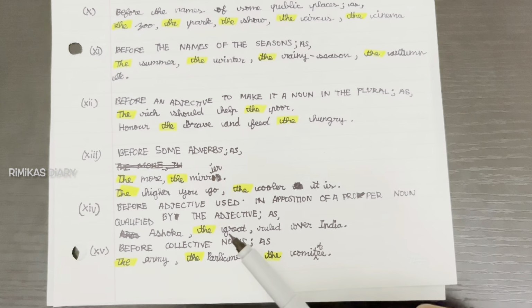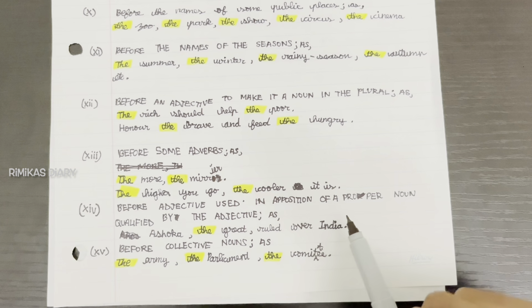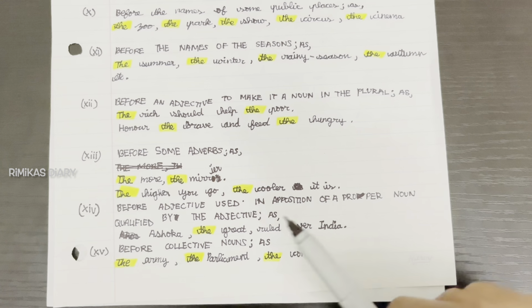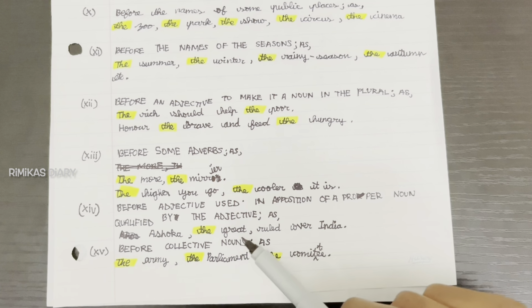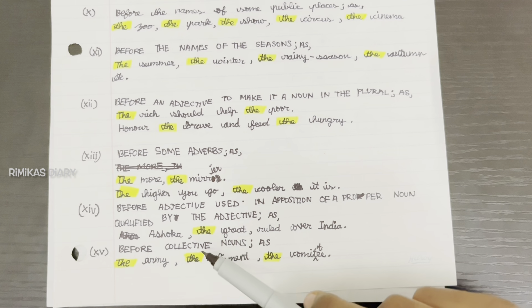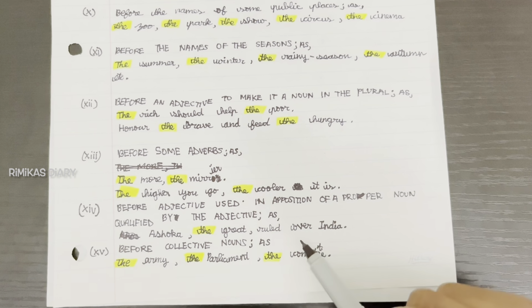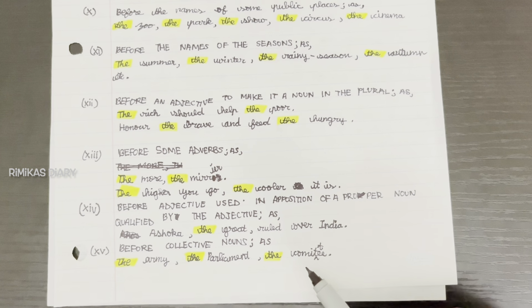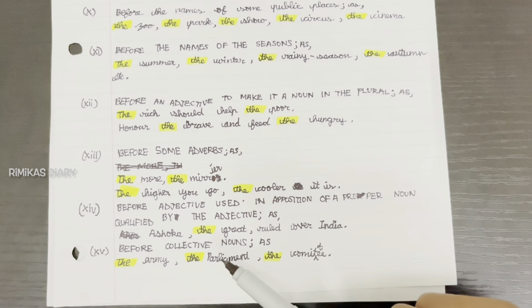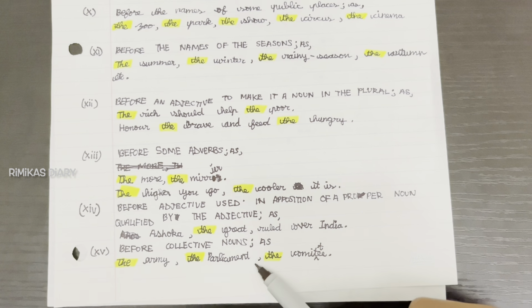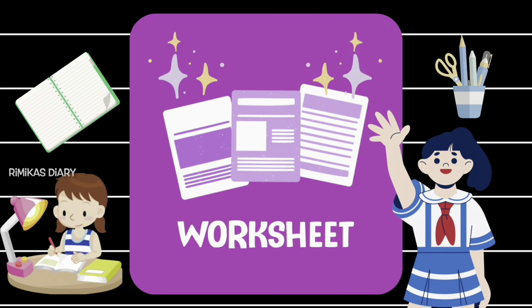Next, before adjective used in opposition of a proper noun qualified by the adjective as Ashoka the Great ruled over India. Next, before collective nouns as the army, the parliament, the committee. So it's also used before collective nouns.